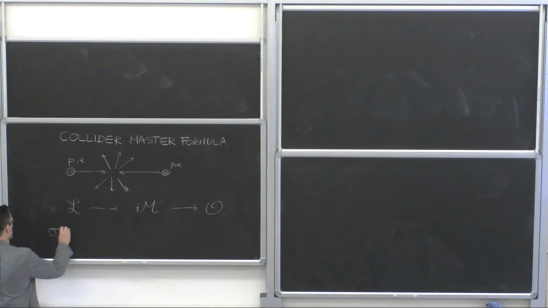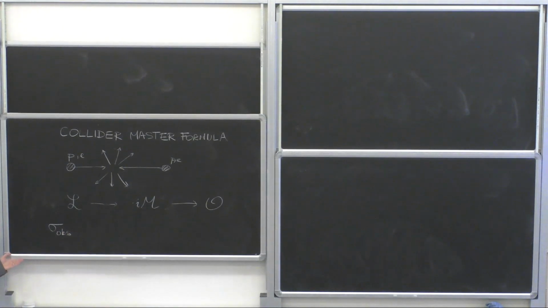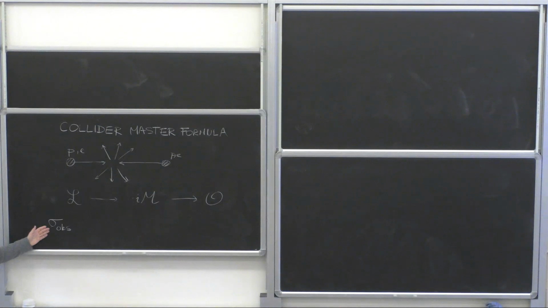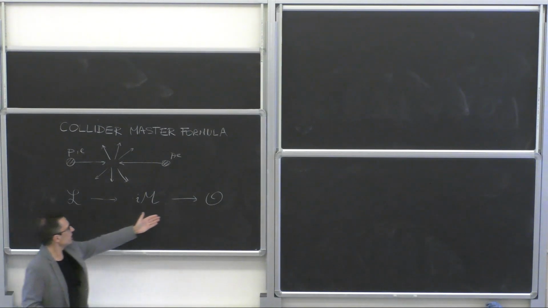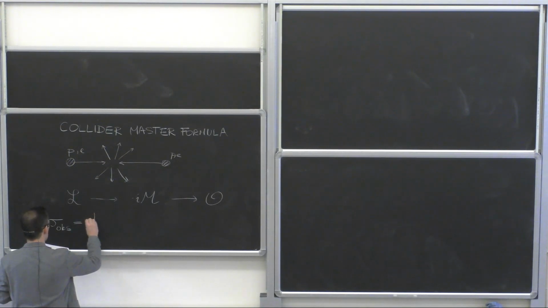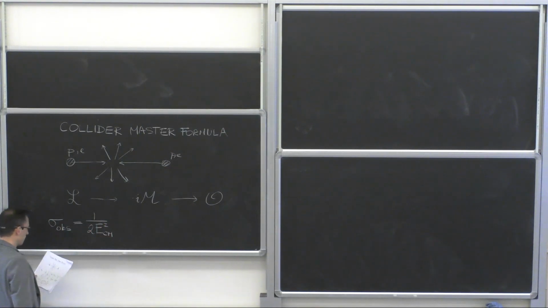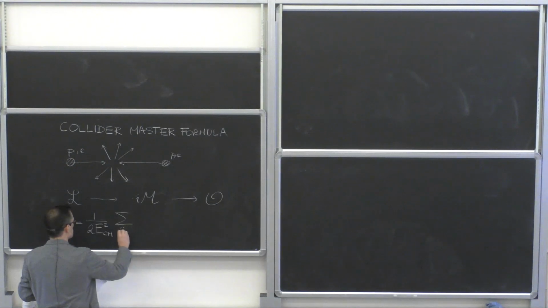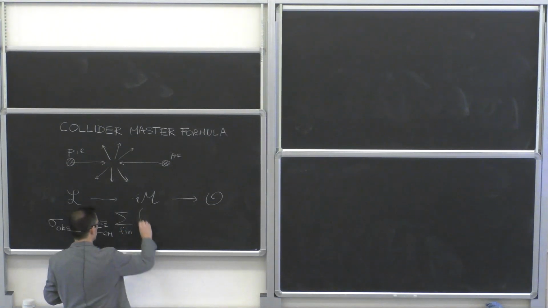So how do I compute a probability for a given observable? Let me indicate with sigma the cross-section in general, which is the key observable that we relate at colliders. More generally, we want the probability for some observable to be measured at colliders. We write this in a form that you must be familiar with. Let me write it and then we comment.